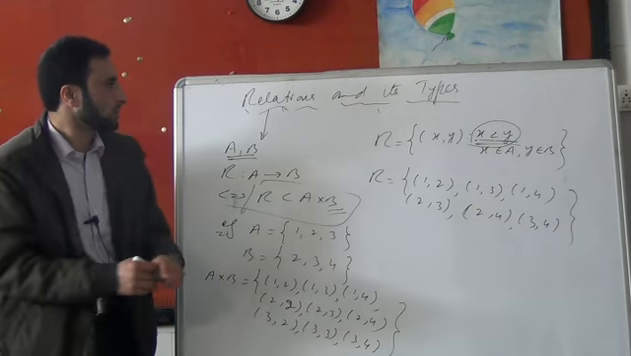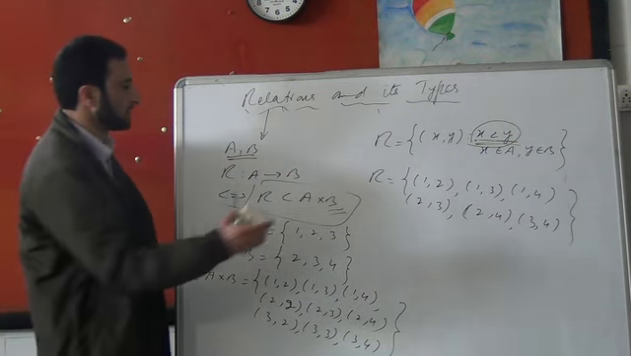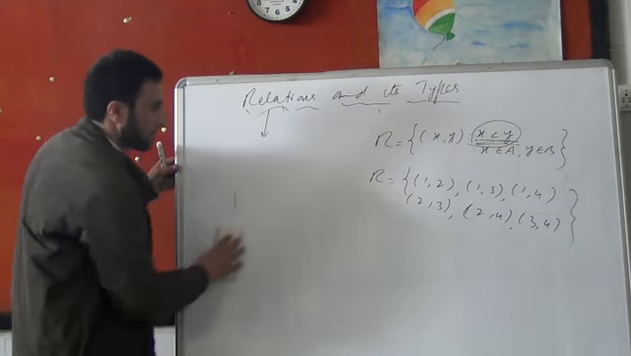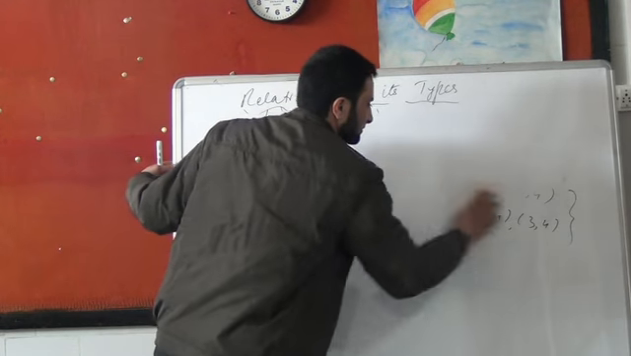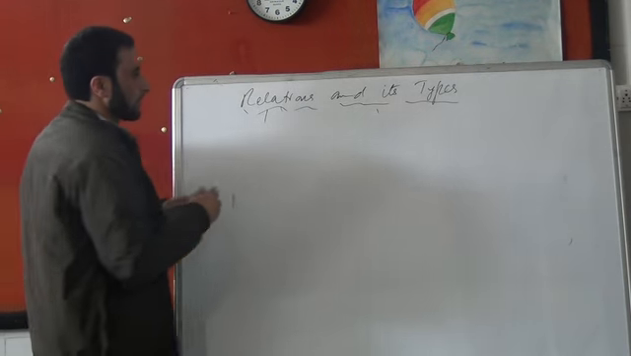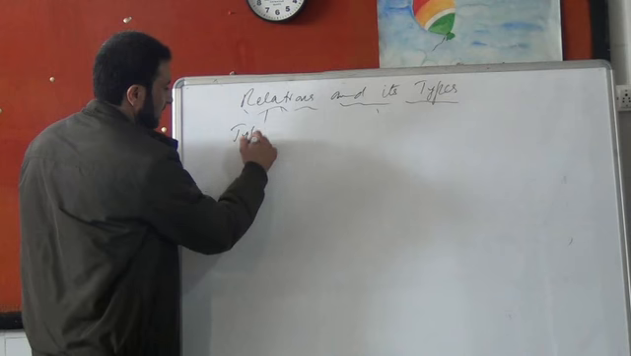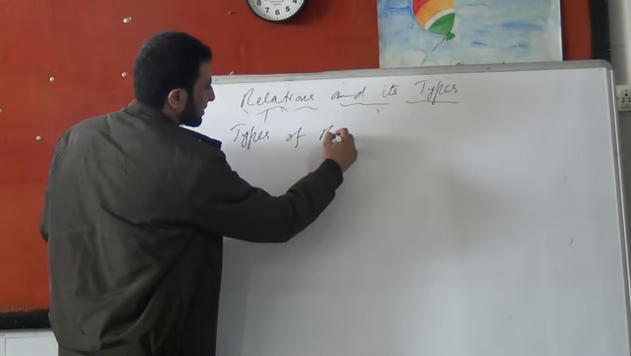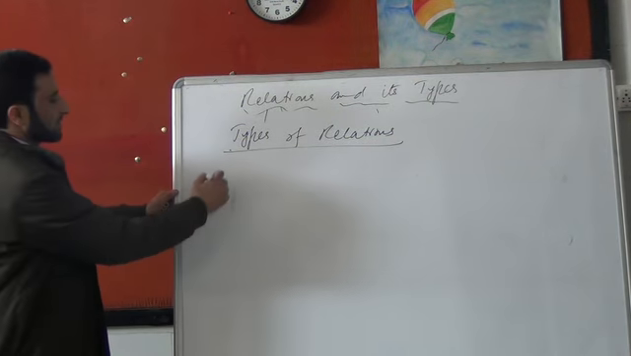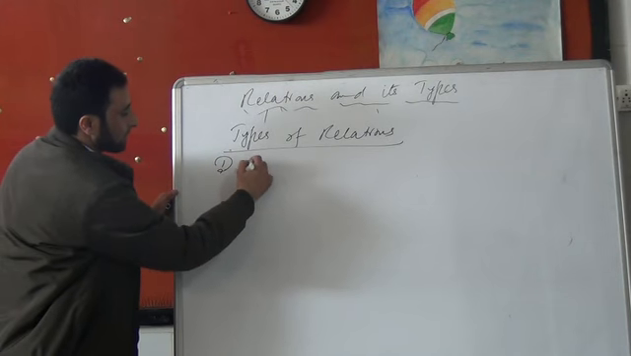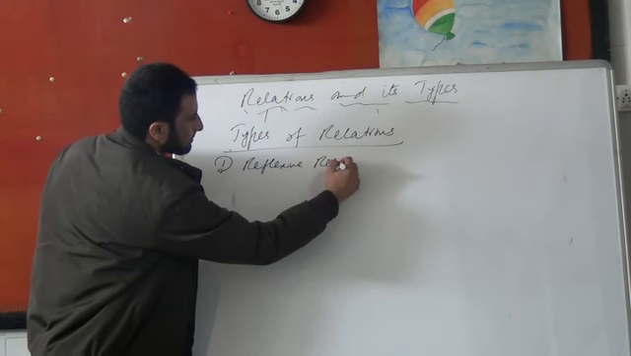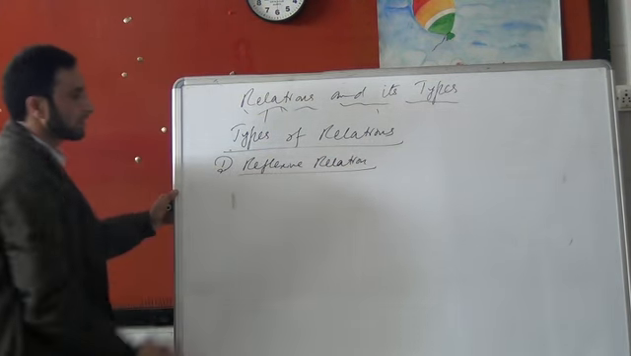Then you have a very important topic, that is types of relations. Types of relations. The first type of relation is the reflexive relation. So what is the reflexive relation?